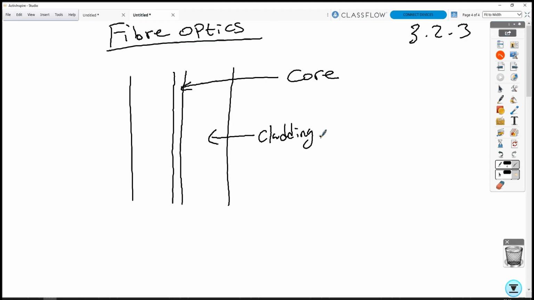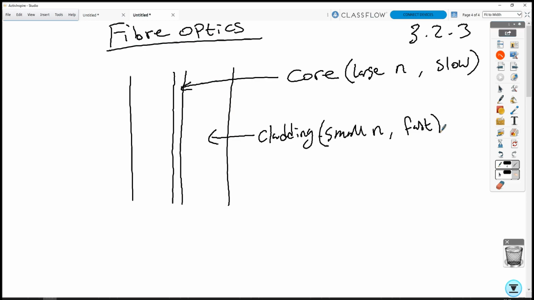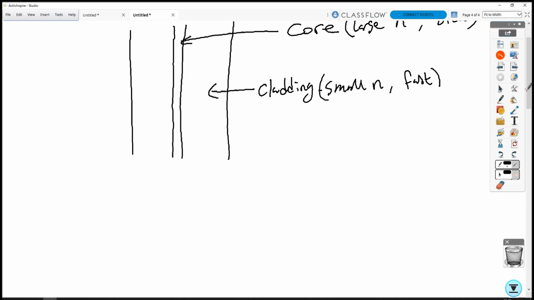So, the core has a large refractive index, large n, which means that light moves slower through the core. And the cladding has a small n, which means that light travels faster through it. So here we've got that n core is greater than n cladding.